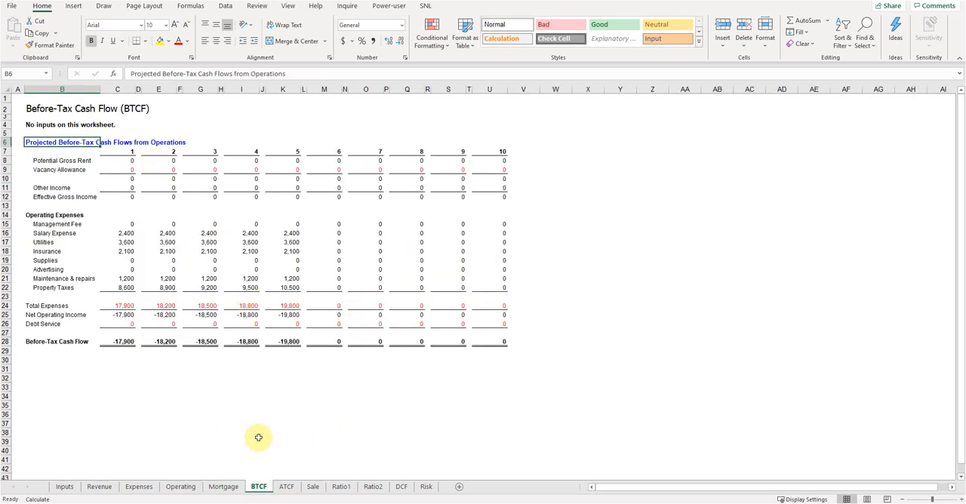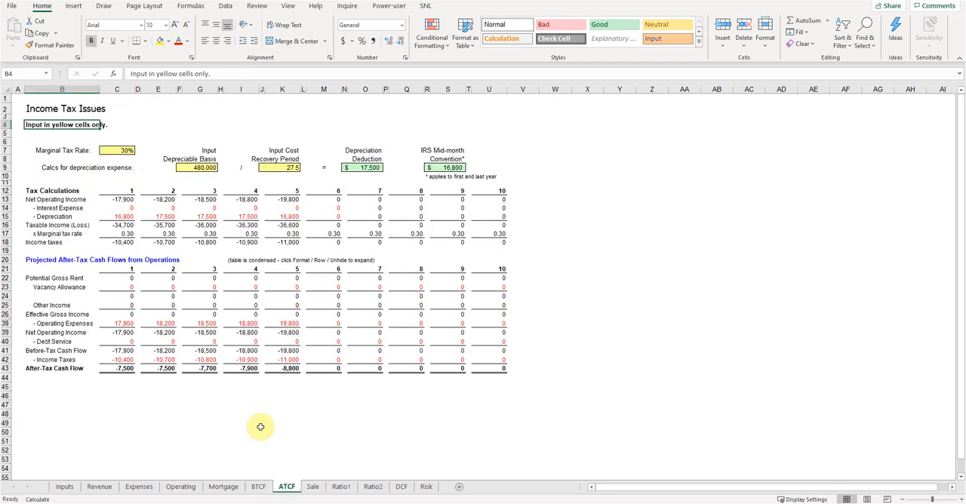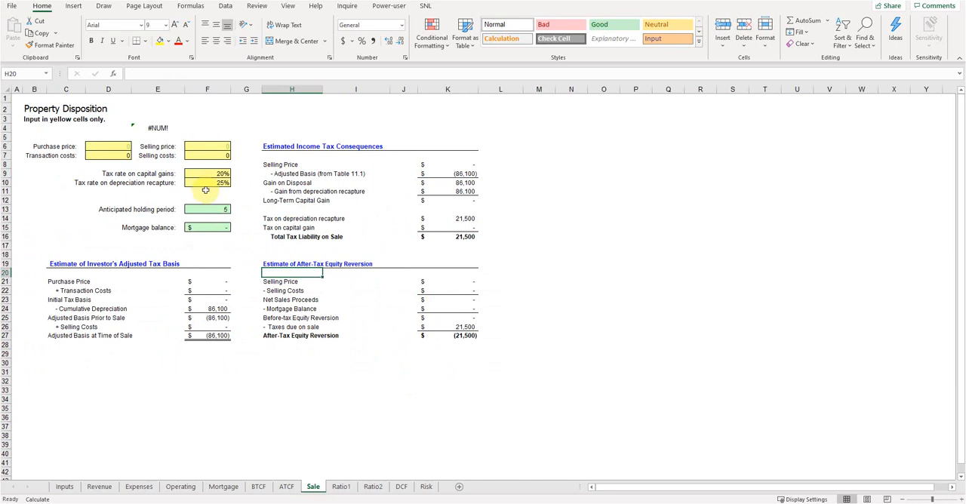BTCF is before tax cash flow. Now this takes into consideration debt service to get to a before tax cash flow build. ATCF is after tax cash flow. That is obviously dependent on your purchase price and uses depreciation to get to an after-tax value based on any income taxes that you'd have to pay throughout your projection period.